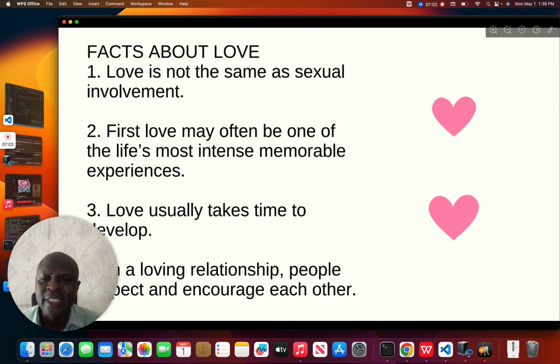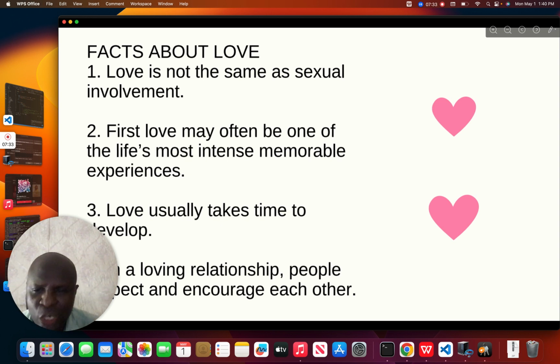Love usually takes time to develop, so don't forget, love takes time to develop, because you need to understand yourself, you need to know what your friend likes and what he doesn't like, so it takes time. Some people may be in loving relationship for 10-15 years, still they may not understand themselves. So you should understand that love usually takes time to develop.